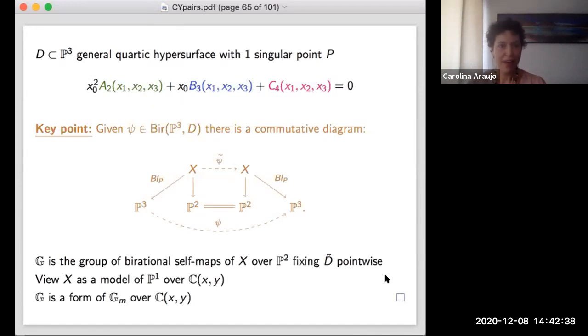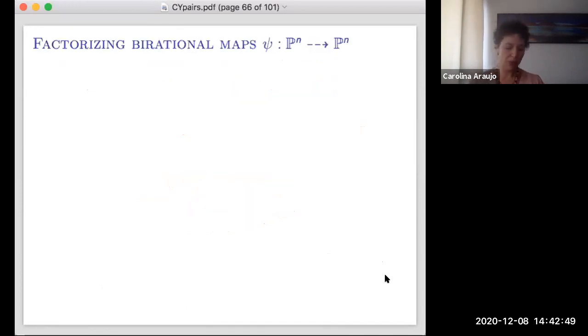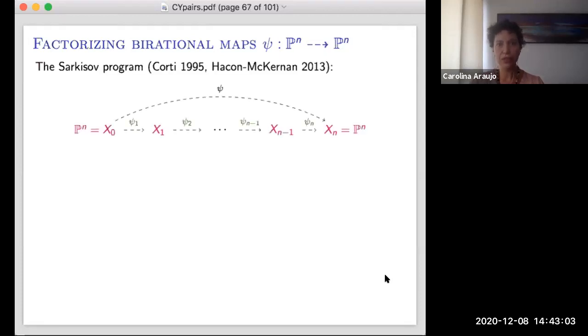Okay, so we are left with the key point of the proof, and for that I need to introduce some more techniques. The key tool that we use in our study of birational geometry of Calabi-Yau pairs is a factorization program for birational maps of PN. Let me remind you that the Sarkisov program gives us a factorization of, in particular, birational self-maps, Cremona transformations of PN. This was proved by Corti for threefolds in 1995 and generalized to higher dimensions by Hacon and McKernan in 2013.